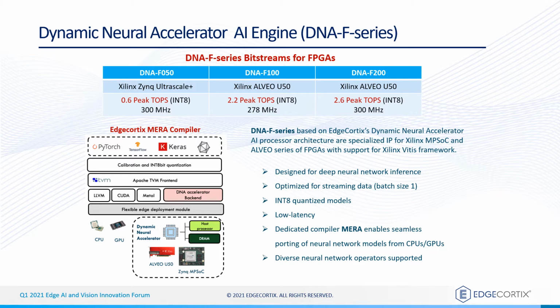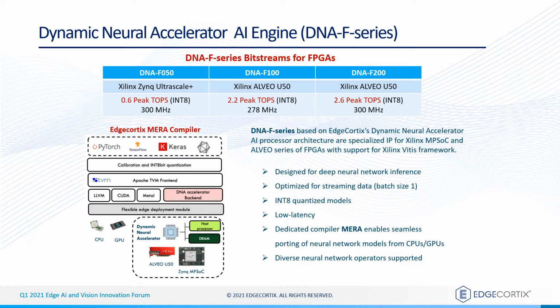The DNA-F-series are a group of specialized IP based on Edgecortix's Dynamic Neural Accelerator AI processor architecture. It's designed for deep neural network inference on Xilinx MP-SoC and ALVEO FPGAs, optimized for high-resolution streaming data. Today, we will demo the DNA-F200 AI engine that delivers 2.6 TOPS running at 300 MHz on an ALVEO U50 FPGA card and can be deployed easily with Docker containerized environments on edge servers.